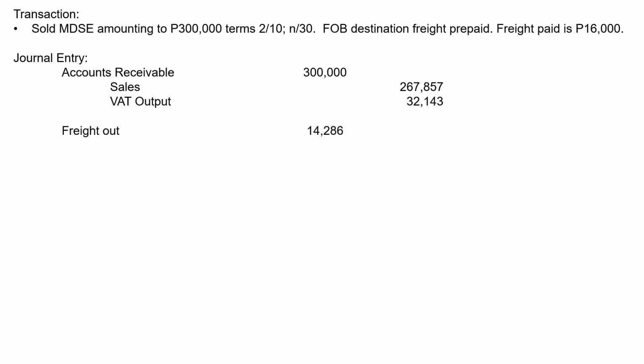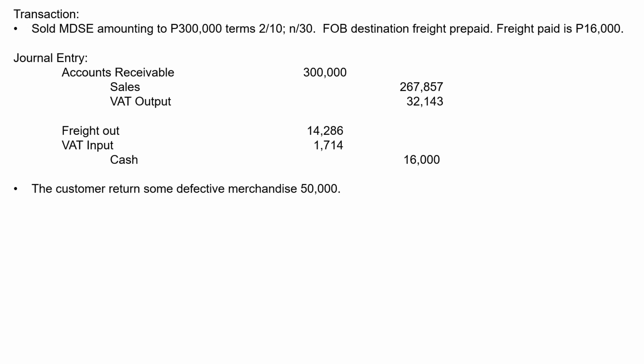Next is for the freight out. The freight paid is 16,000, so credit cash of 16,000. The cash paid includes the VAT. So to split the 16,000 into how much is the freight out and how much is the VAT input, 16,000 divided by 1.12. So the freight out is 14,286. And the VAT input is 14,286 minus 16,000. So that's why you get 1,714 for the VAT input.